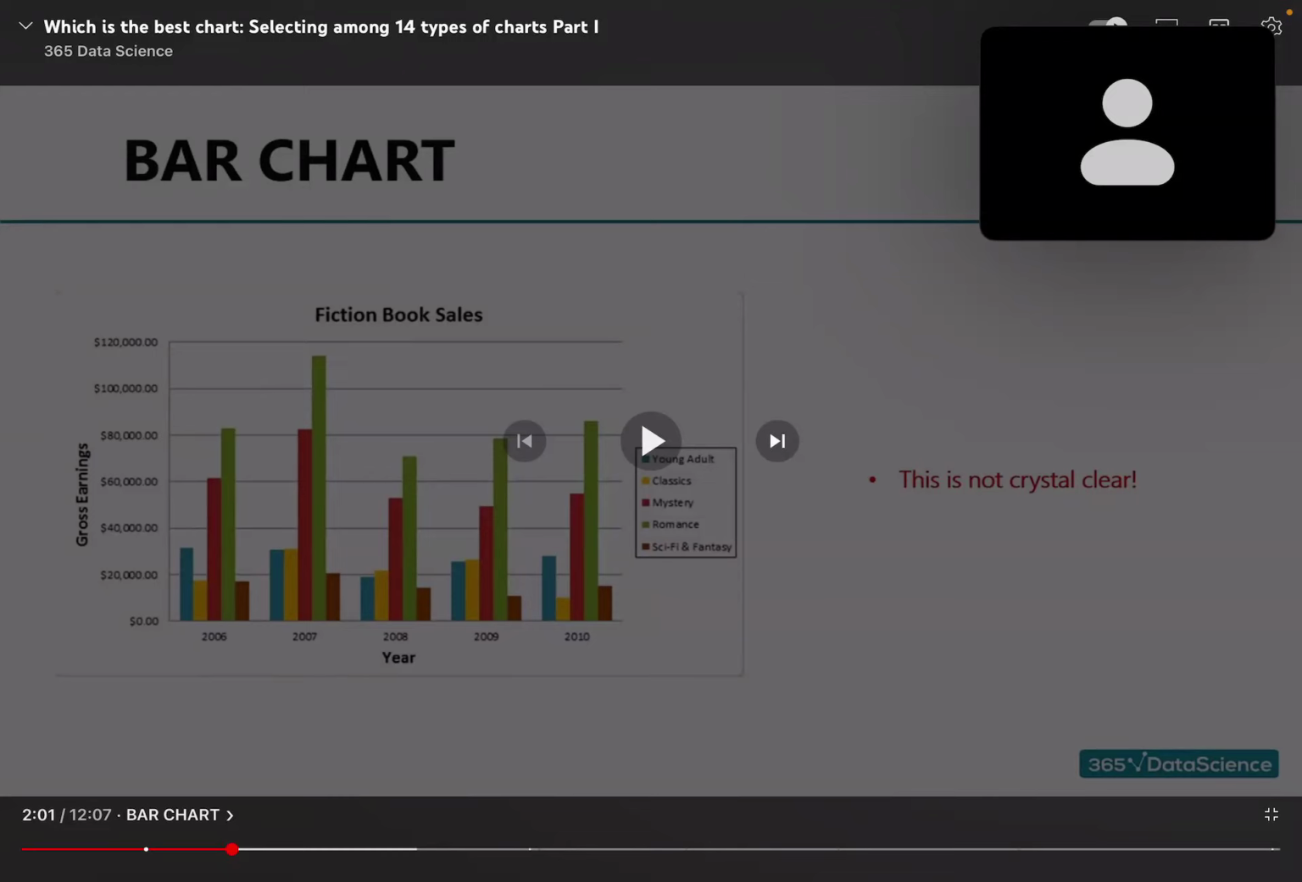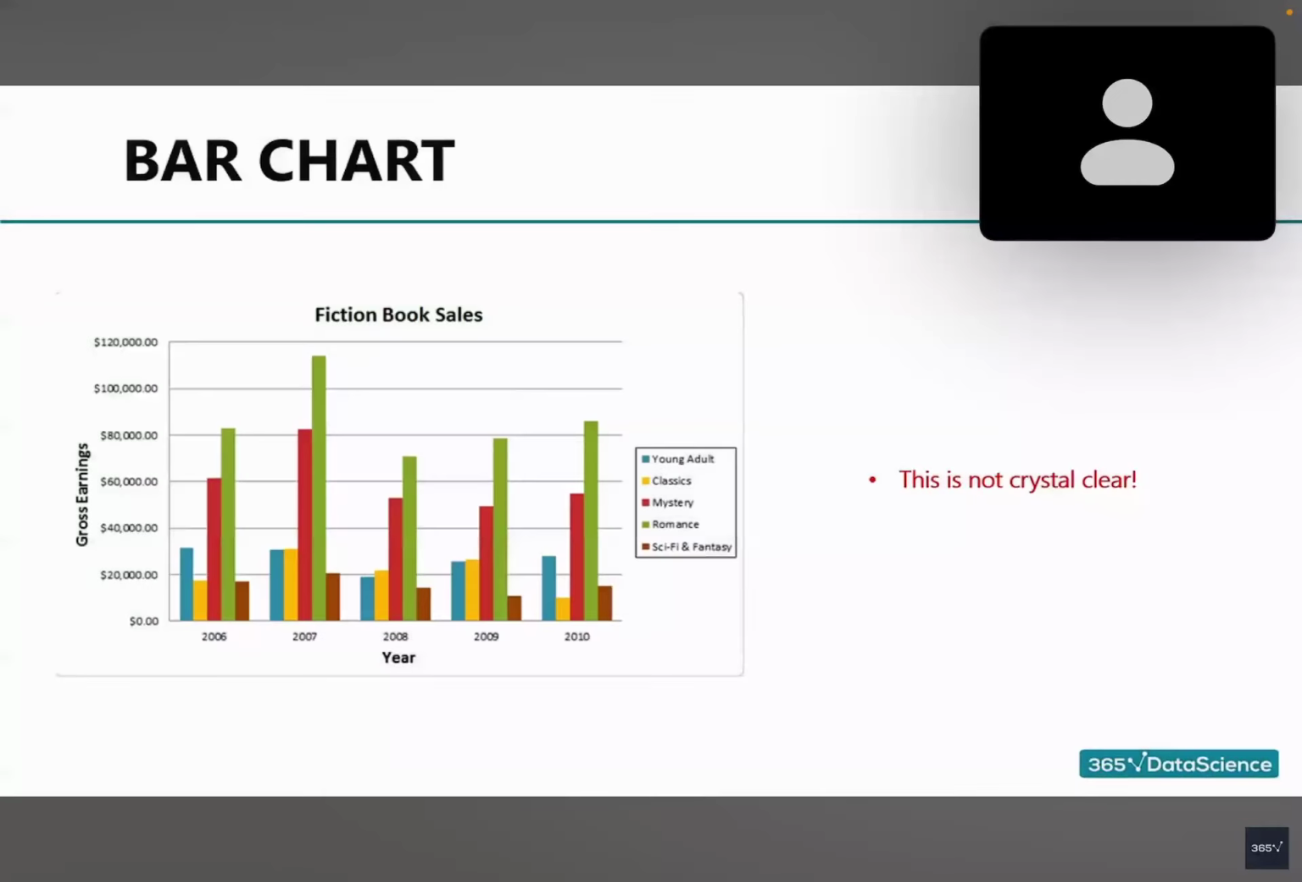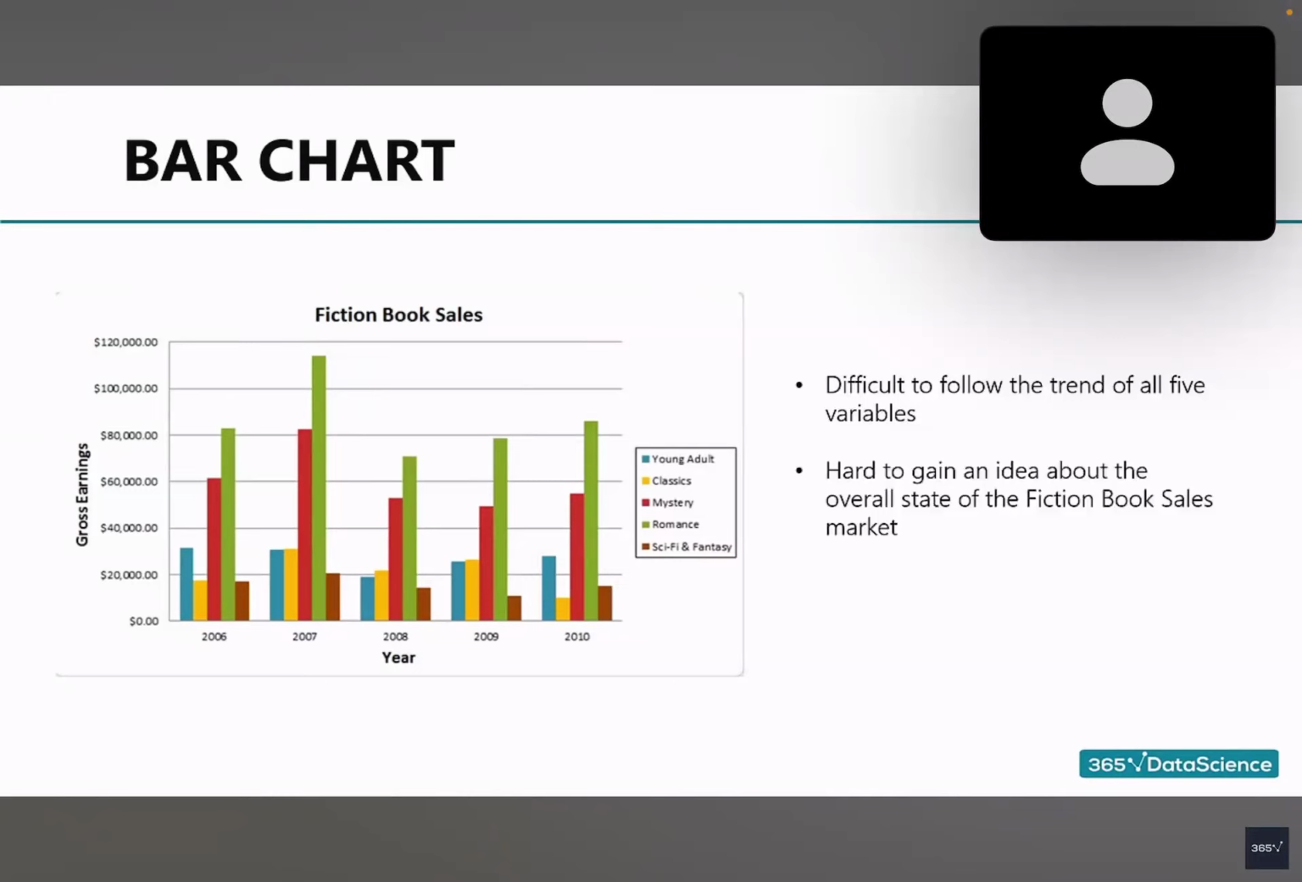So there's another way to show this. Let's continue. This isn't a horrible visualization, but it leaves plenty to be desired. First of all, it is difficult to follow the trend of all 5 variables simultaneously, isn't it? Moreover, it is hard to gain an idea about the overall state of the fiction book sales market and how it changed, which was probably what the person who created the chart wanted to show in the first place.